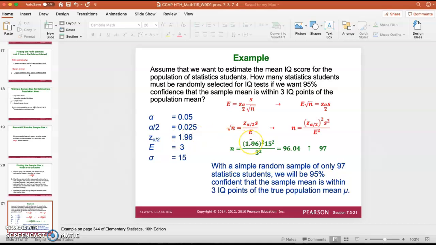So just using that 1.96 as a critical value for 95% confidence, 15 for that standard deviation, both of those are squared and multiplied together, and then all divided by that margin of error 3 squared. That would come out to 96.04, but again, we always want to round up, so we're going to use 97 as the desired sample size for this particular example. Now, with a simple random sample of only 97 statistics students, we'll be 95% confident that the sample mean is within 3 IQ points of the true population mean mu. That's a little interpretation of the sample size we found there.